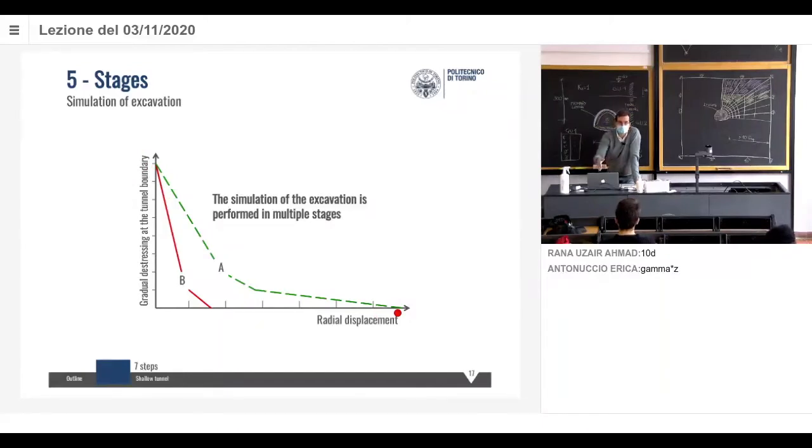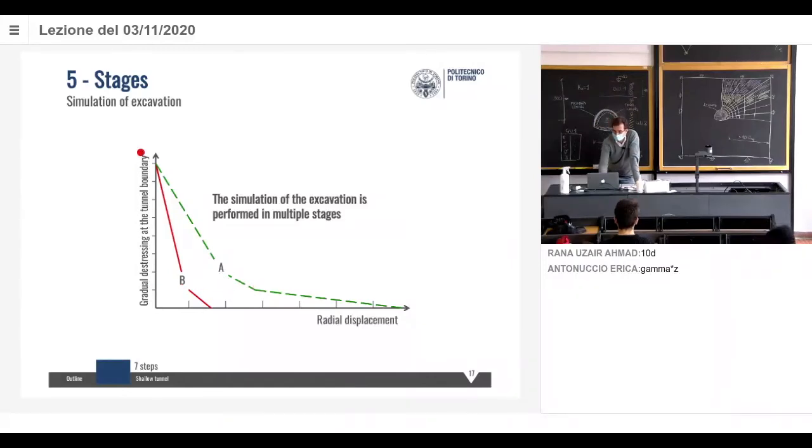And when you use this to design, you were putting here the characteristic line of the support and finding an equilibrium point and saying, okay, this is the displacement I will have, and this is the load I will have on the lining. Do you remember this? Okay. So in this case, we can do the same, but it's going to be the software computing it.